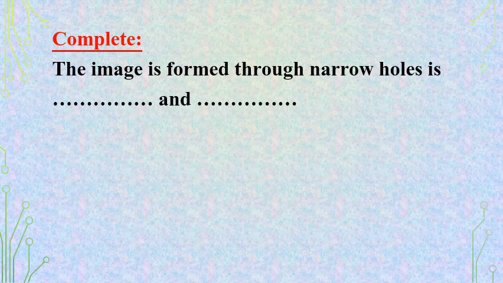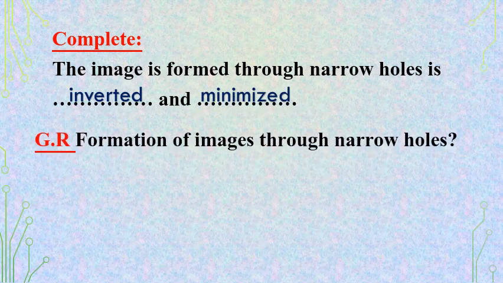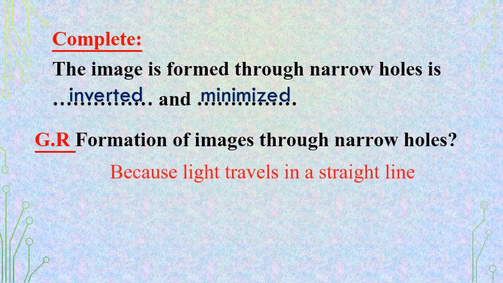Okay, now complete. The image formed through narrow holes is inverted and minimized. Yes, inverted and minimized. Super. Okay, give reason: formation of images through narrow holes. This phenomenon happens because of what? Yeah, because light travels in a straight line.